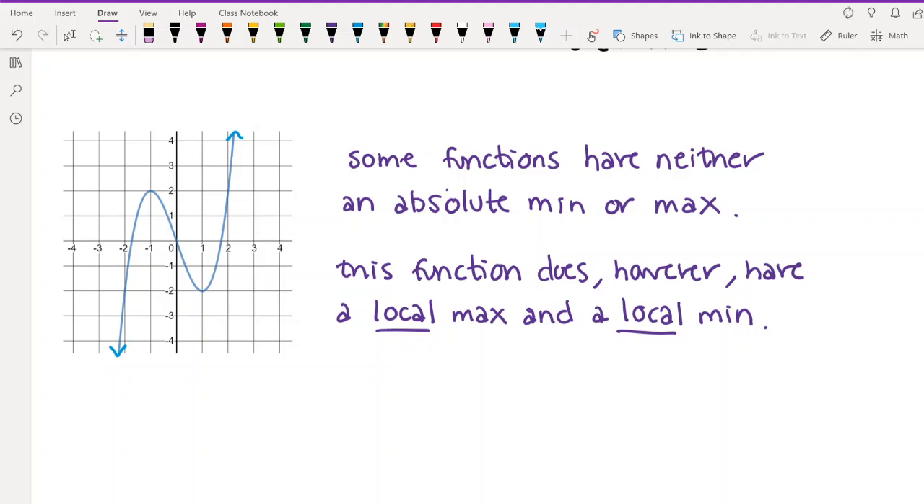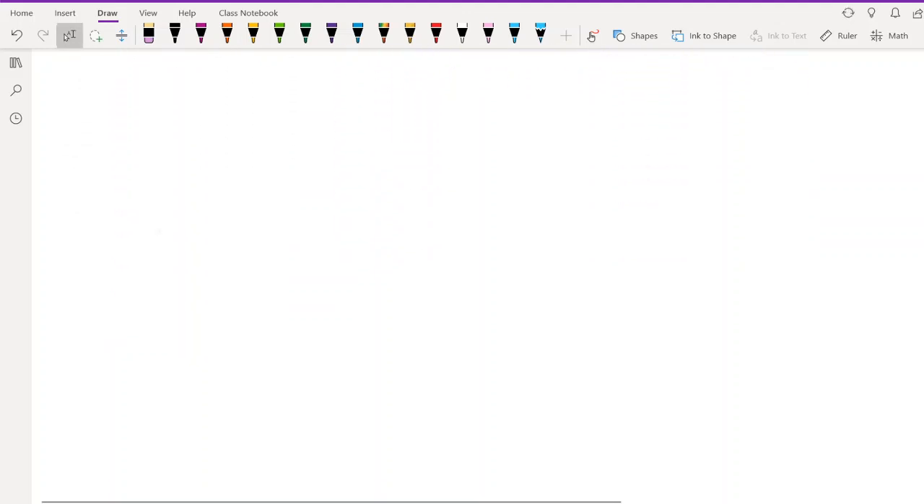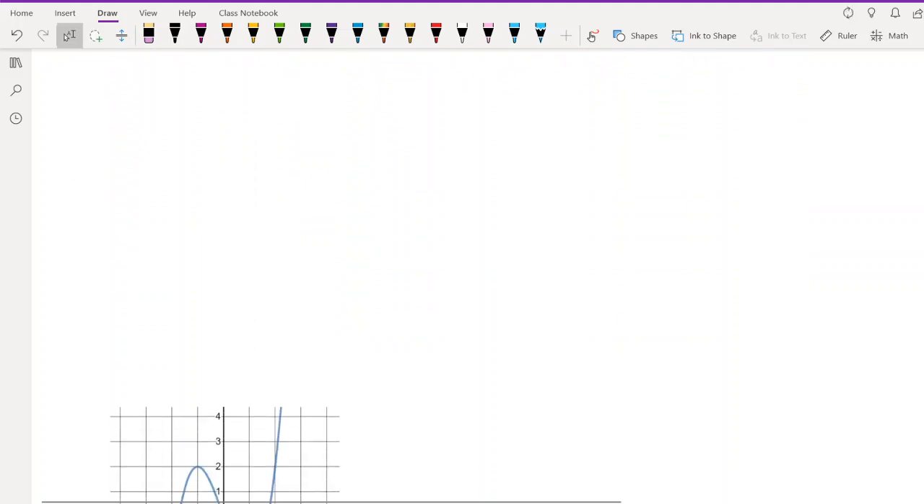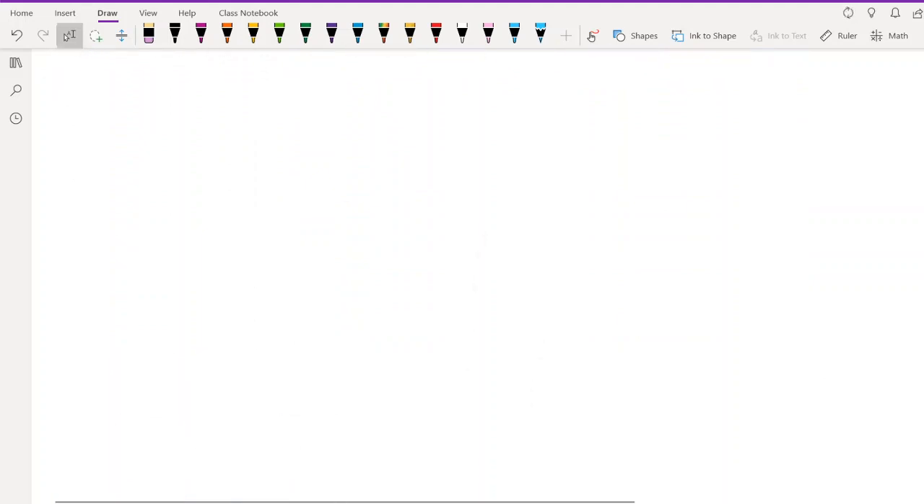Okay, so I'm going to define for you what a local max and min mean exactly, and then we will actually do that same example a little more precisely, and then we'll do one last example. Okay, let me switch colors. I've been using that same color a lot.